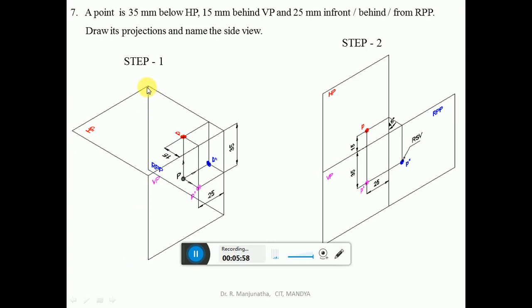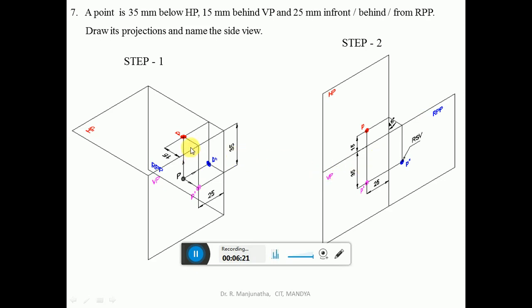And when it is cut here and opened, HP is rotated to the top and RPP is rotated to the right side. So the RPP will be in line with the VP and HP will be above the vertical plane, so that you can see in step 2, wherein HP is above the vertical plane and the right profile plane is in line with the vertical plane.